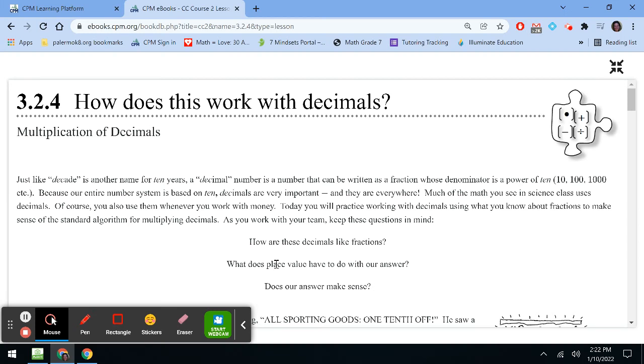So on this one here, we're working on multiplication of decimals. So how does this work with decimals? Just like decade, DEC is another name for 10 years, a decimal, DEC number. So a decimal number is a number that can be written as a fraction whose denominator is a power of 10, 100, 1000, etc. So that affix that they're talking about right now, that decade, DEC, means 10.